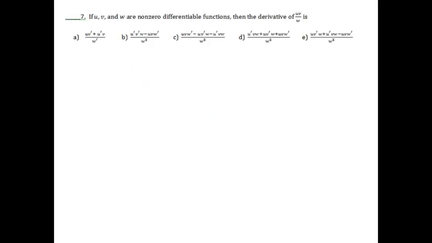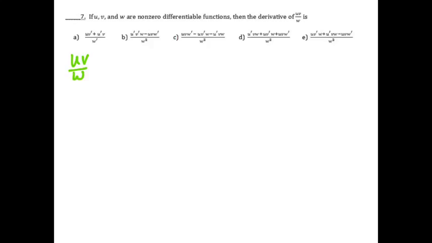All right, let's move on to question 7. Here in 7, we have this function which is made up of u, v, and w, which are all differentiable functions. And our function is uv over w. So if we look at that and ask ourselves, what derivative rules do I need? Is this power, product, quotient, or chain? I think initially it's really easy to recognize that we need to use the quotient rule.